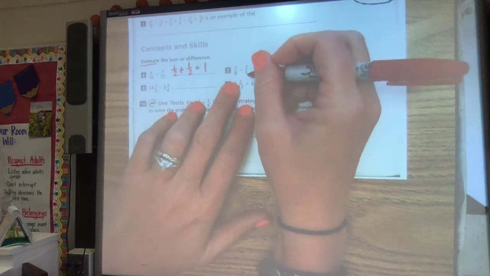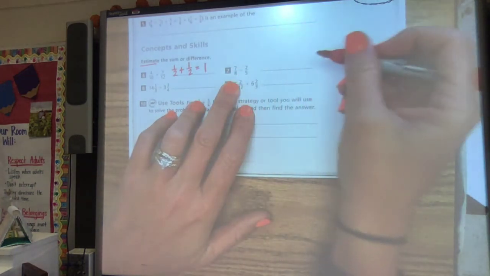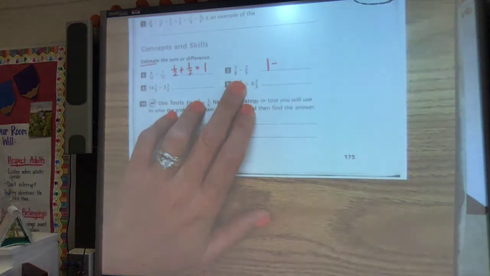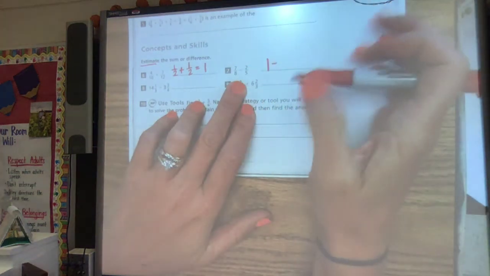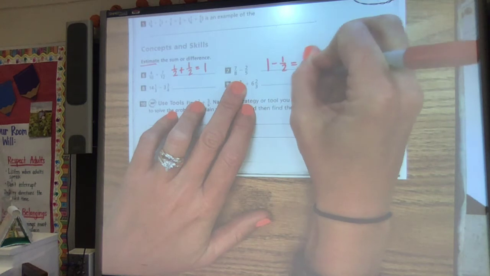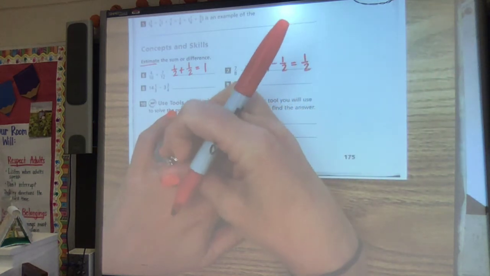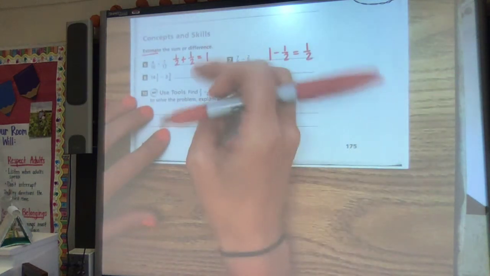Number 7 says 7/8 minus 2/5. 7/8 is almost 8/8, so that would be 1. 2/5, half of 5 is about 2.5, so that's about a half. 1 minus a half is a half. This is important because it helps us know if our answer is reasonable, like we've talked about.